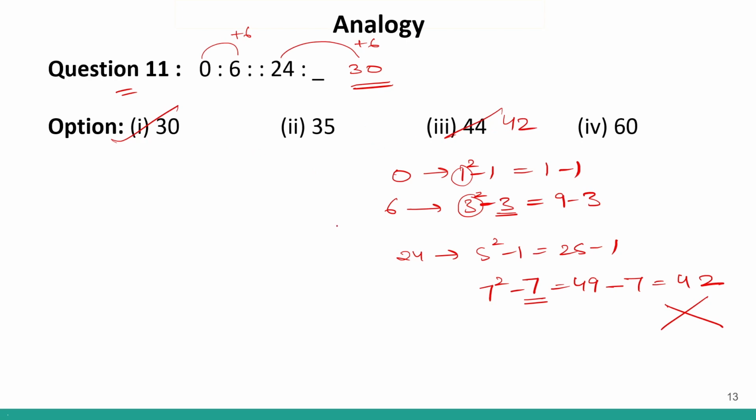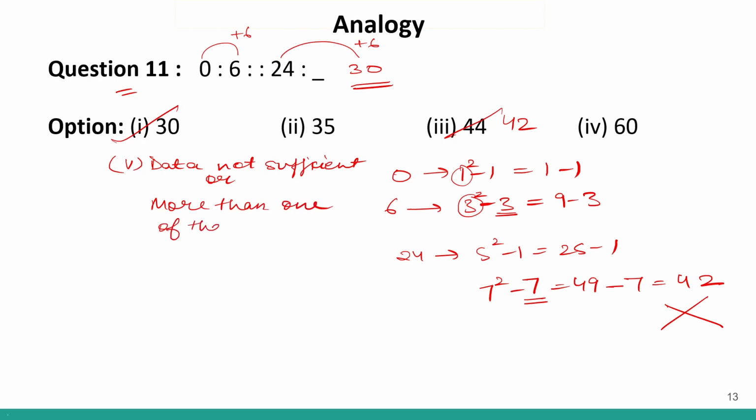Because we have 2 different logics, you would get an option called data not sufficient. This option will be called data not sufficient, or it could be called none of the above, or more than 1 of the above. It could also be the word data inadequate.